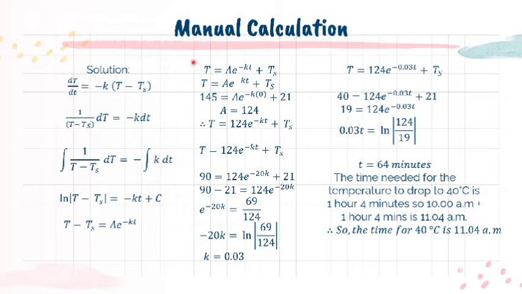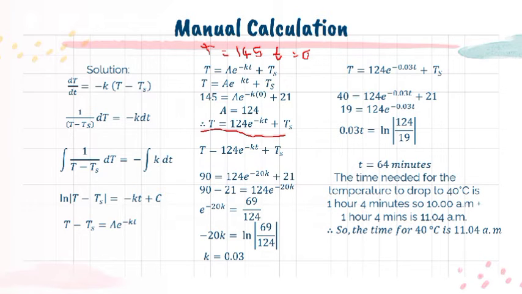From this equation, we can find the A. We have the information that when T equals 145, the time is equal to 0. So from this information, we rewrite into this equation, and we know that A is equal to 124. So the new equation is T equal to 124 exponent to the power of negative kt plus Ts.